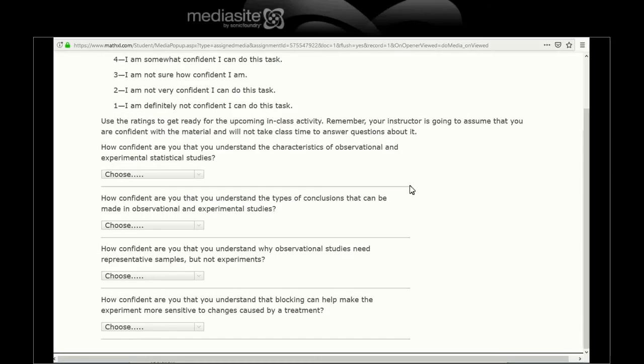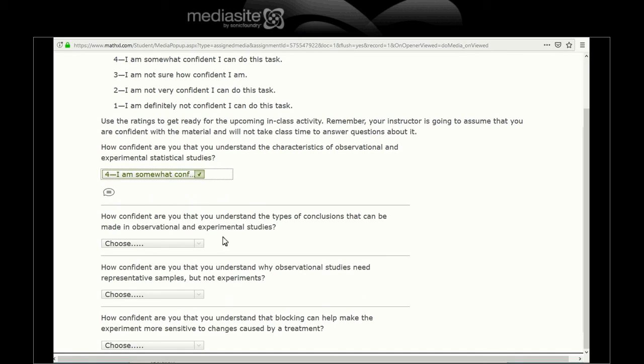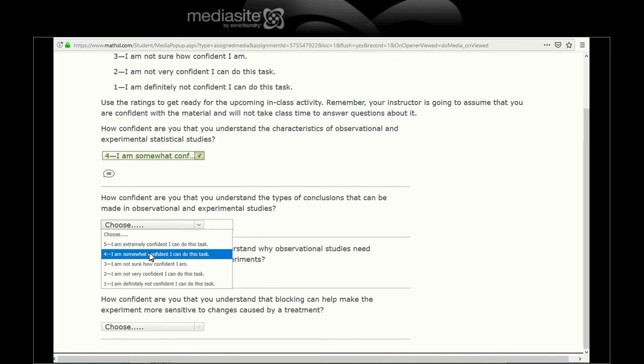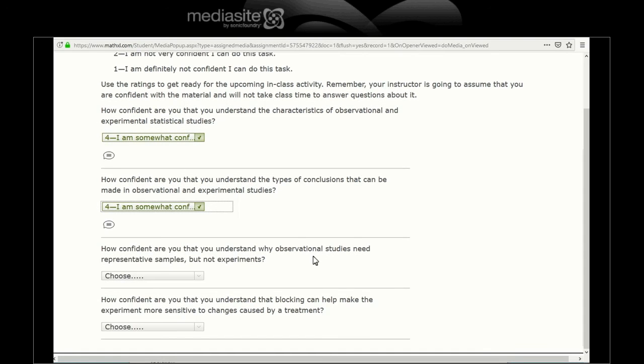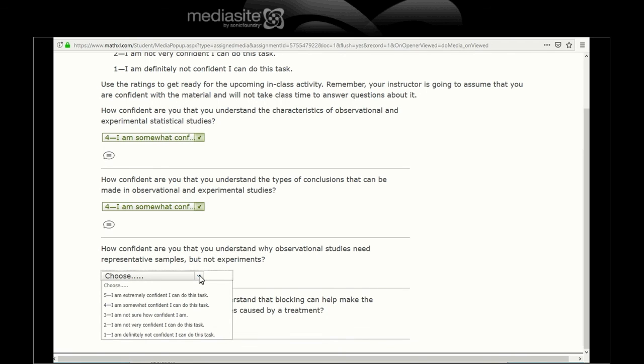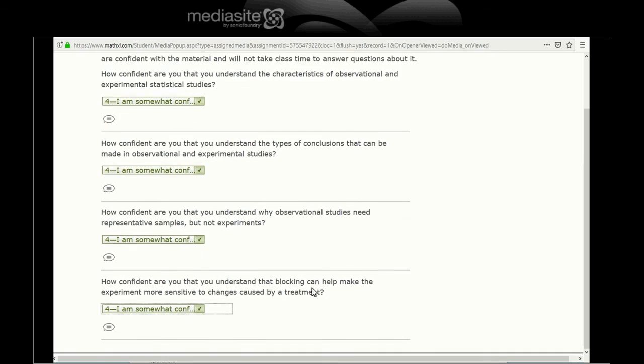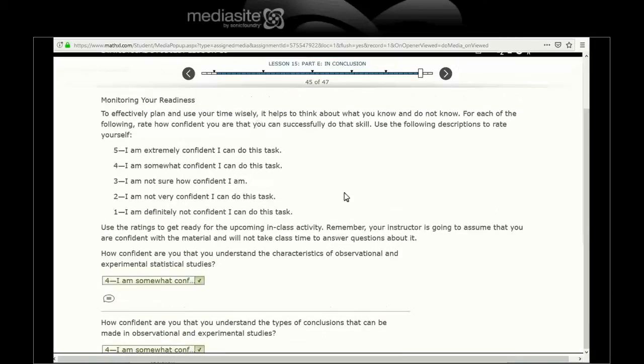So how confident are you that you understand the characteristics of observational and experimental statistical studies? There are so many multi-syllable words here. Somewhat. How confident are you that you understand the types of conclusions that can be made? Somewhat. How confident are you that you understand why observational studies need representative samples but not experiments? Somewhat. And confident that you understand that blocking can help make experiments more sensitive to changes? Somewhat. I'll be honest, I'm trying to figure out what those articles were about in this section, but hey.